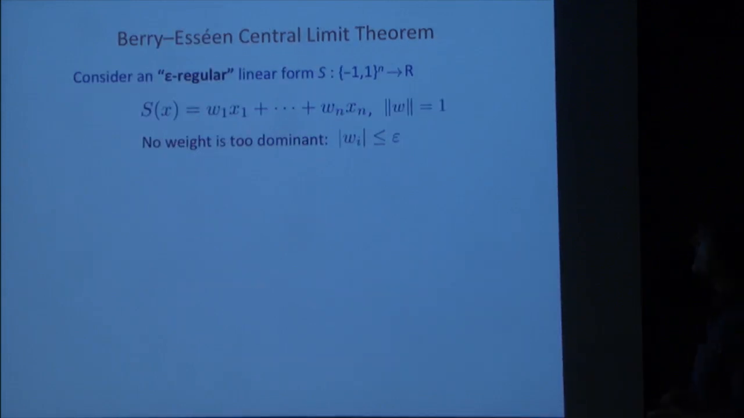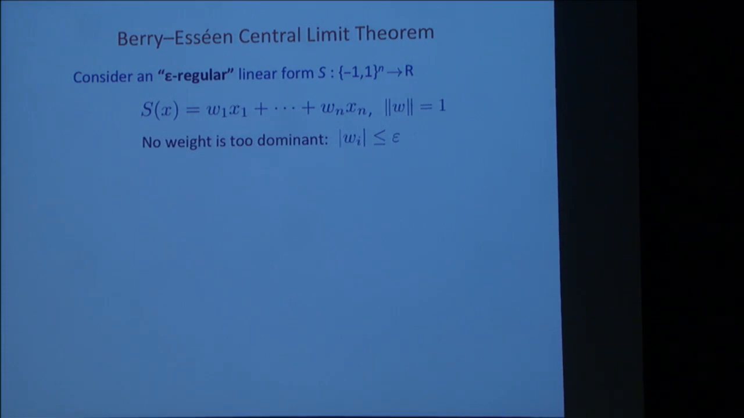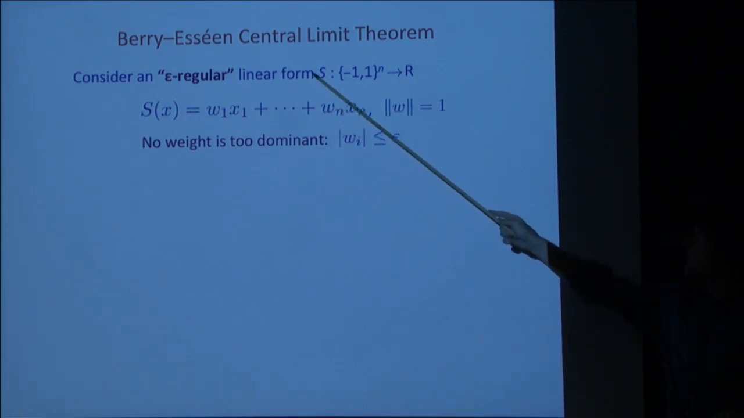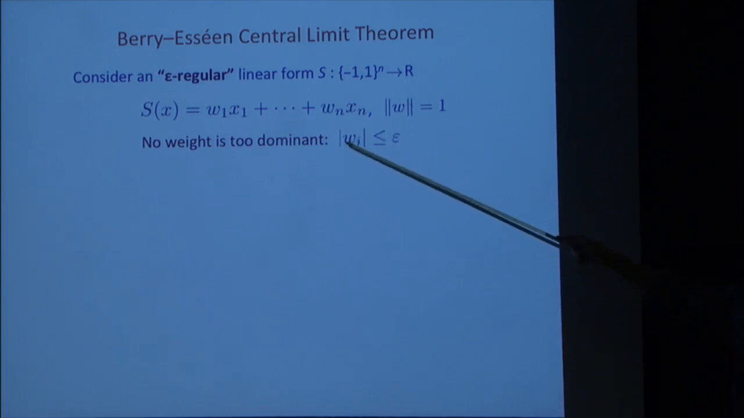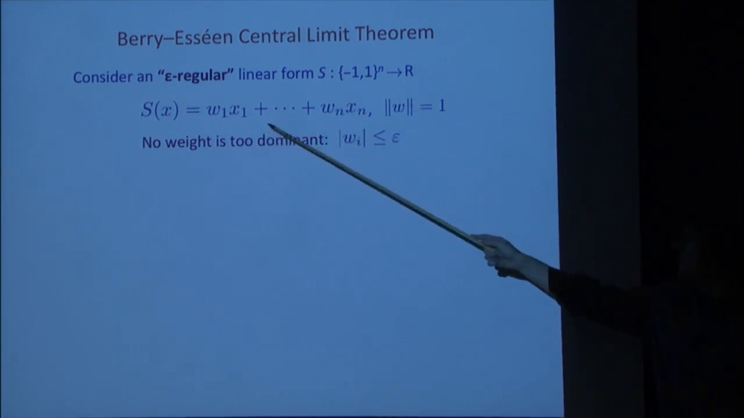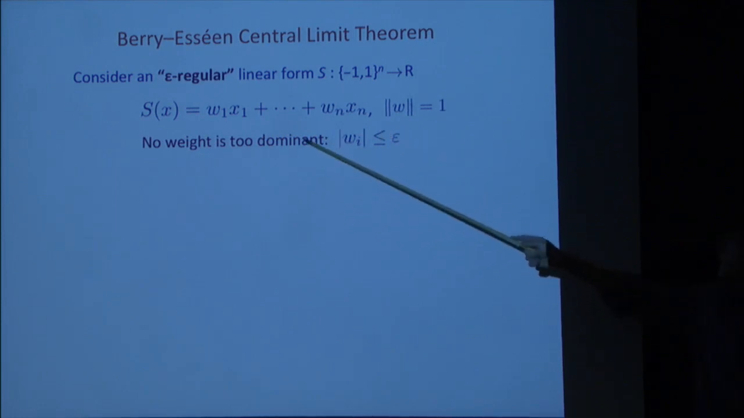Okay, so let's get a little bit more detailed now. We're going to use in particular the proof of the Berry-Esseen central limit theorem. This is a version of the central limit theorem with explicit error bounds. And this is the point in the talk when I want to introduce this notion of regularity. What I mean by saying that a linear form over n variables is epsilon regular is very simple. It's just that if we scale the linear form so that the sum of the squares of all the coefficients is 1, then each individual coefficient should have magnitude at most epsilon.